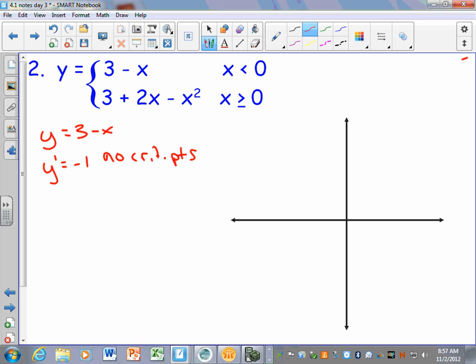But I also have to look at the second one. Y equals 3 plus 2x minus x squared when x is greater than or equal to 0. I'm going to find the derivative of it and also look to see where it's 0 or undefined. And again, look at these nice derivatives.